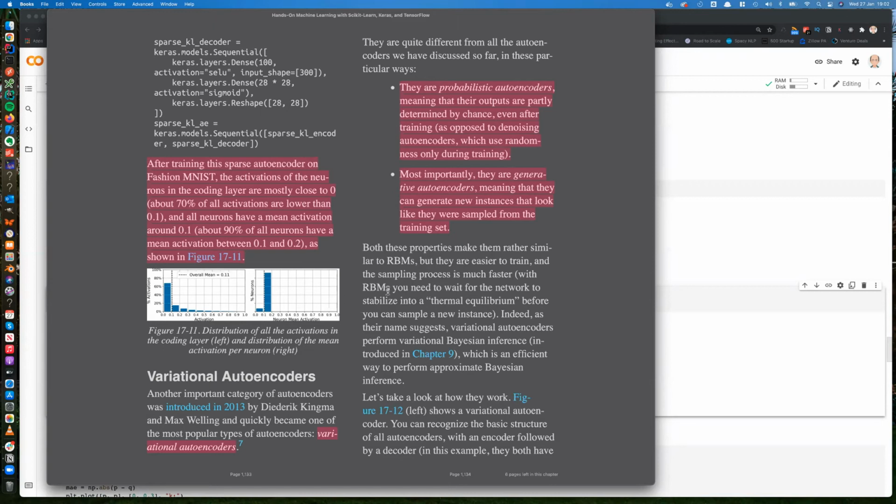Okay. I must confess I've not studied RBMs, so I'm not quite sure how they compare. Have you studied these restricted Boltzmann machines?